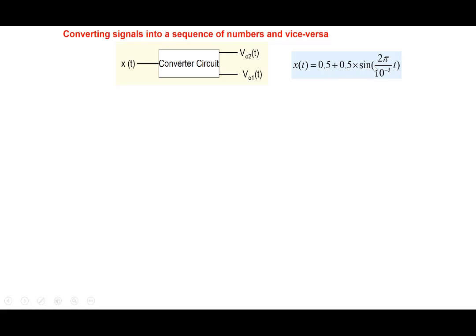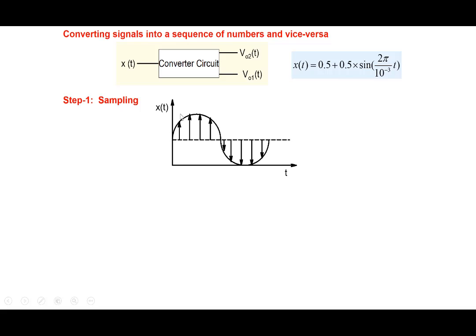Let's say x(t) is 0.5 plus 0.5 sine(2 pi 10^-3 t). The first step in converting an analog signal into a digital signal is what we call sampling. We take the signal, which is shown here, and we sample it at discrete intervals of time. Which means that at this particular point, we capture the signal. Whatever is the value of the signal at this instant, we try to capture it. Similarly, whatever is the value at this instant, we try to record it.